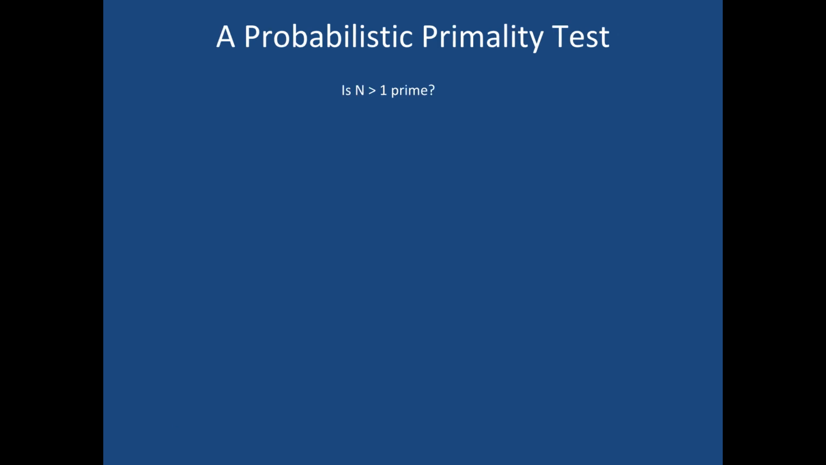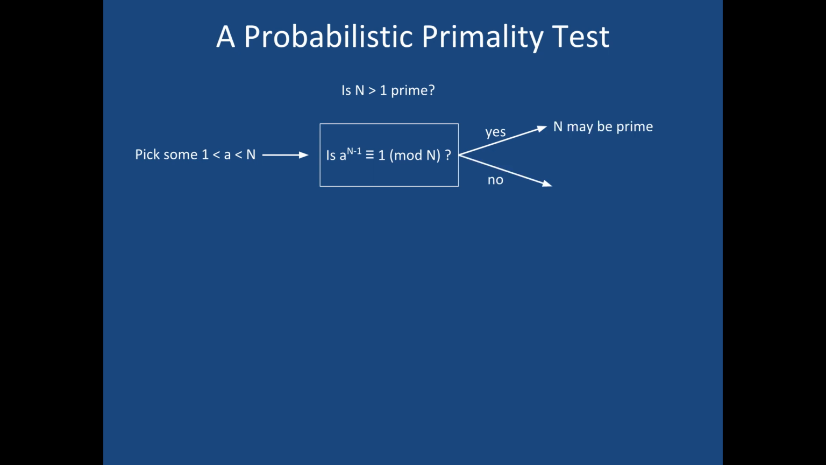All right, here's the basis of the test. We want to know if n is prime. So we pick some number between 1 and n, and we ask, is that number to the n minus 1 power congruent to 1 mod n? If the answer is yes, what does that say about the number being prime? It's possible, it may be, it may not. We don't know. But what if the answer is no? Then it's not prime.